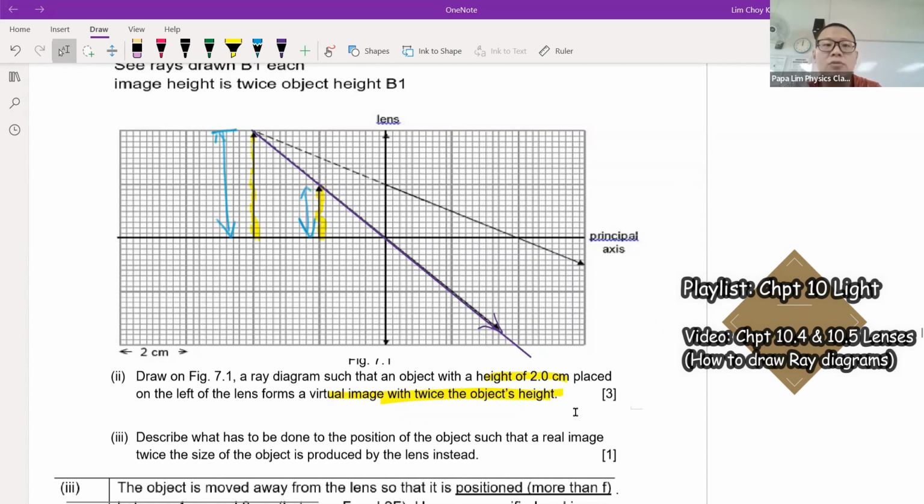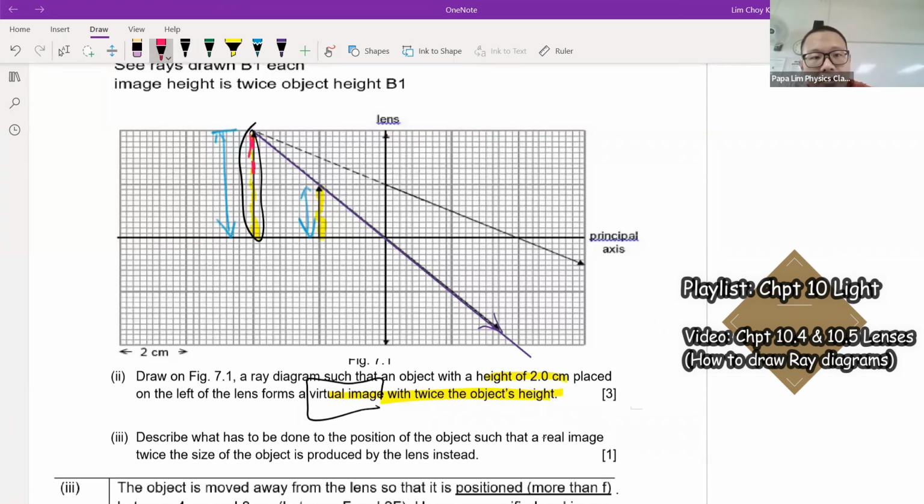Other than knowing the ray drawings, one of the careless mistakes we always remind students not to make is to draw the incorrect image representation. For example, in this case, this is a solid line, but the question asks for a virtual image. A virtual image has to be represented by a dotted line.